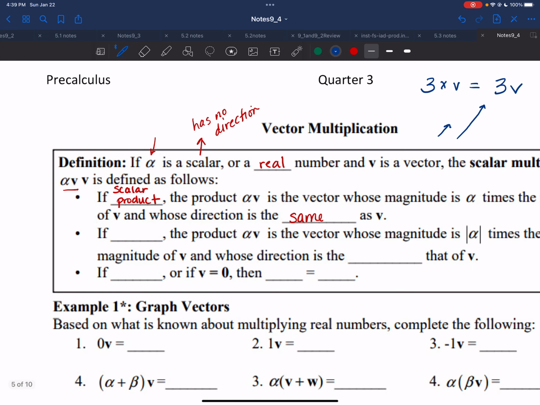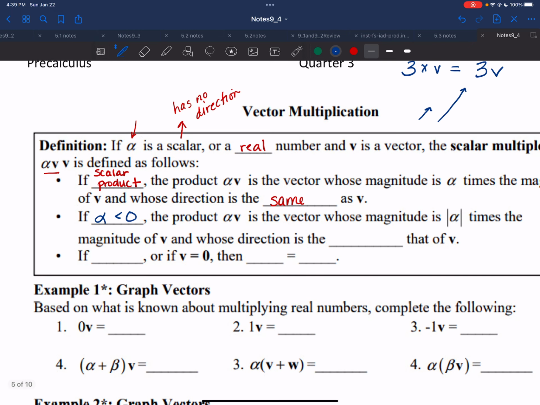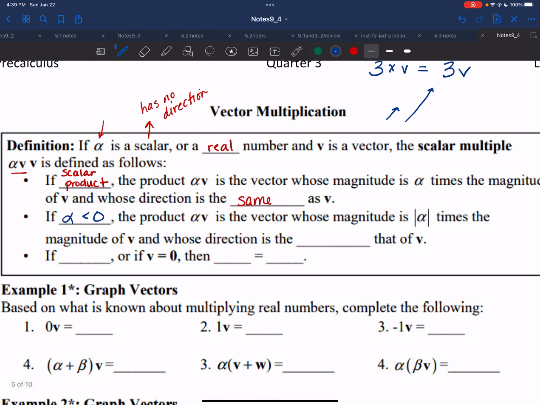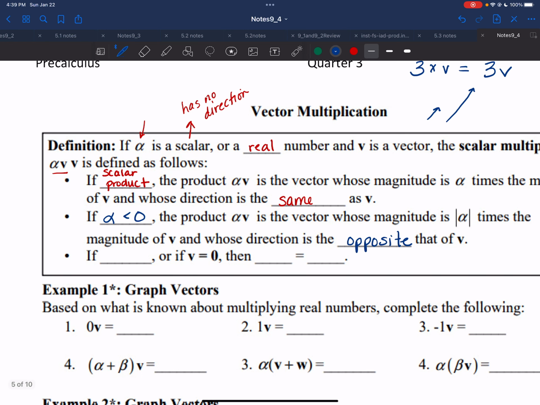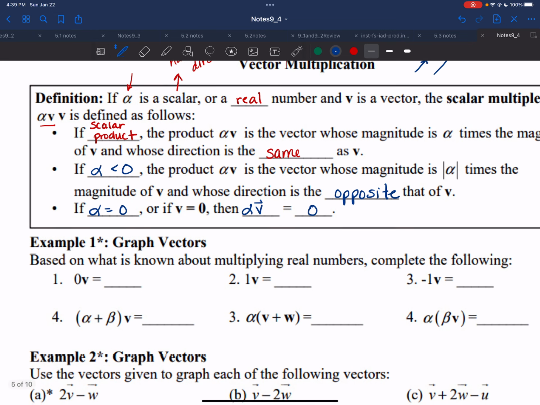The next bullet talks about if you have an alpha that's less than 0, so you have a negative value. So the product is still the magnitude of alpha times v, but the direction is going to be opposite. Okay, so the fact that that alpha has a negative sign on it means that it's going to change the direction of that vector. And then finally, if alpha is equal to 0, or if v is equal to 0, then alpha times your vector v is going to be equal to 0. Okay, so if either of them do. So just like multiplying real numbers.